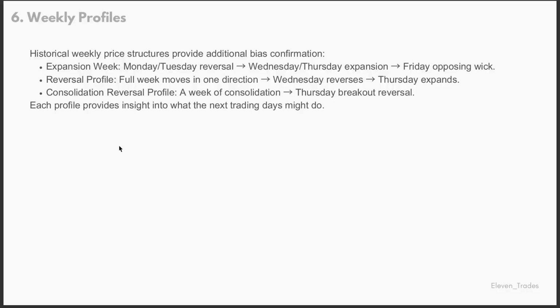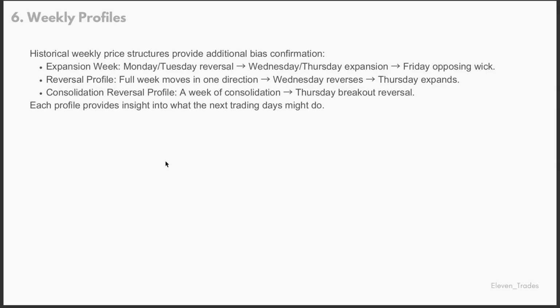The sixth is the weekly profiles, so giving the time element to the day of the week. When you add the day of the week to the next day model inside a PD array, for example, if Tuesday is creating the low of the week inside a fair value gap, then Wednesday and Thursday will expand in the other direction.